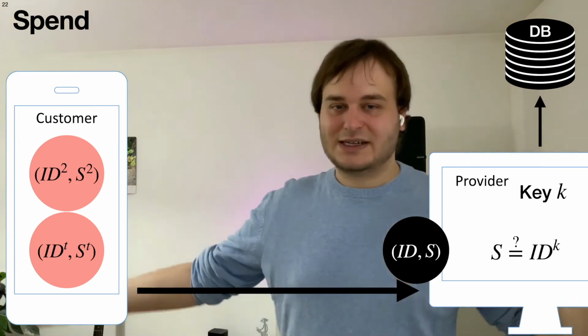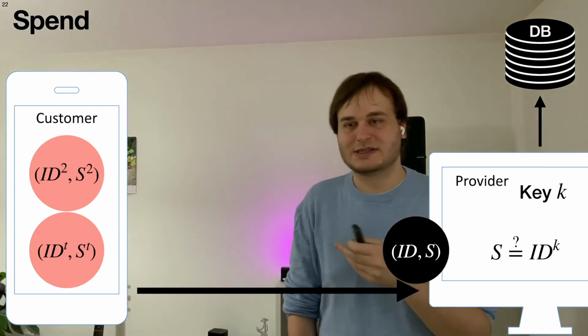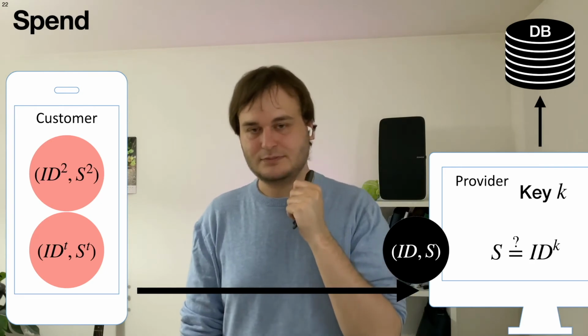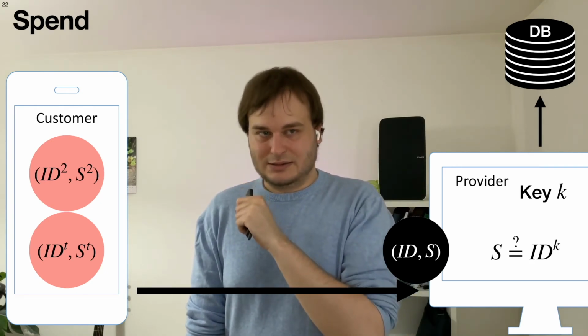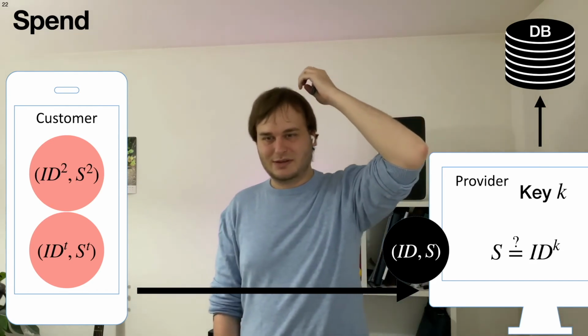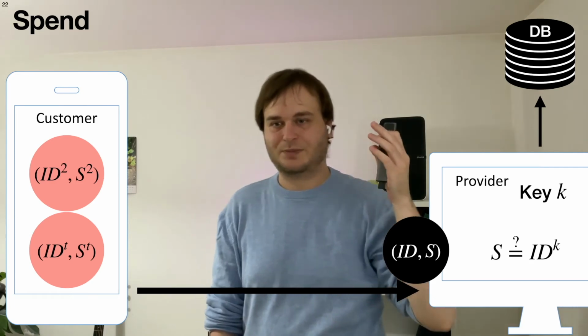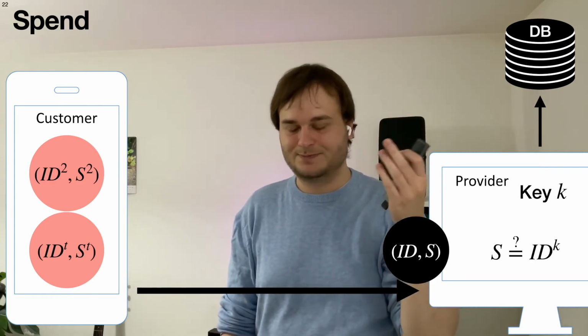And obviously, as a provider, you don't want this. You want to be in control of how many coins customers have. Okay, so let's think about this. We somehow need to disable the user's ability to do this, right? To just raise the coin to some power to get a new valid coin.